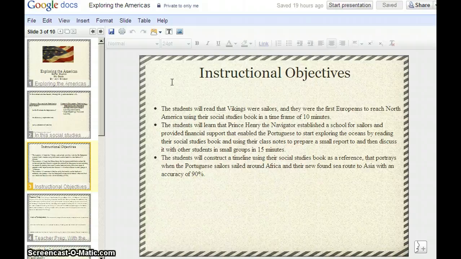The first one is the students will read that Vikings were sailors and they were the first Europeans to reach North America using their social studies book and in a time frame of about 10 minutes. Next, the students will learn that Prince Henry the Navigator established a school for sailors and provided financial support that enabled the Portuguese to start exploring the oceans. They'll do this by reading their social studies book and using their class notes, and then they will prepare a small report to discuss with other students, and they'll do that in a small group setting in 15 minutes.